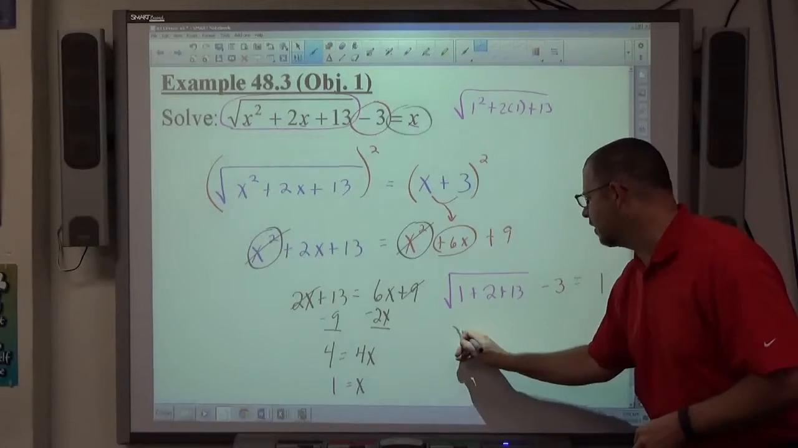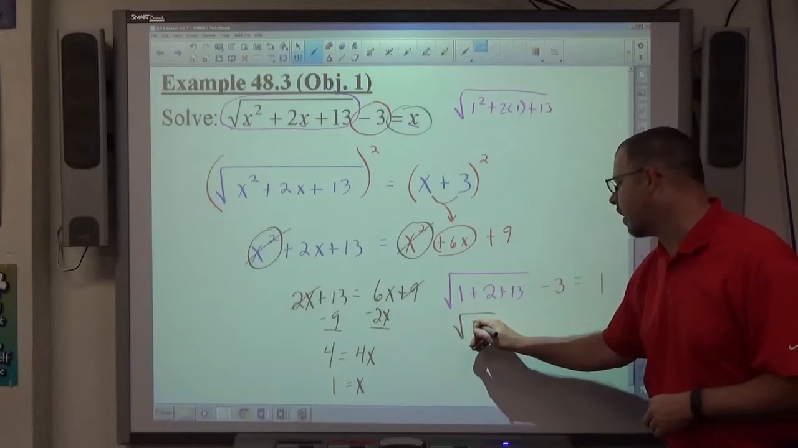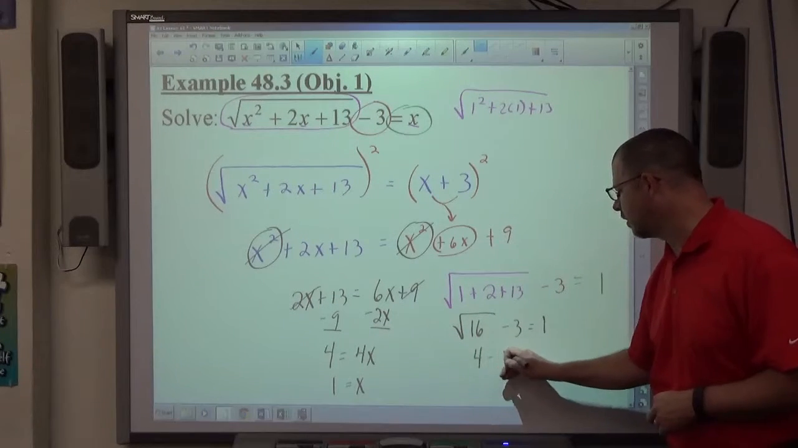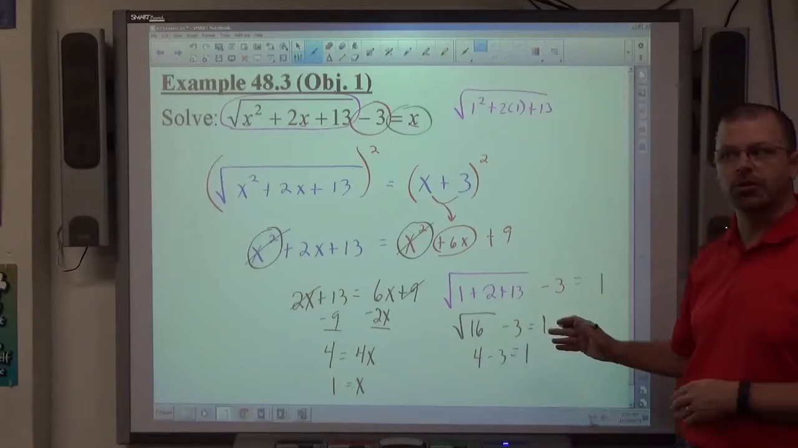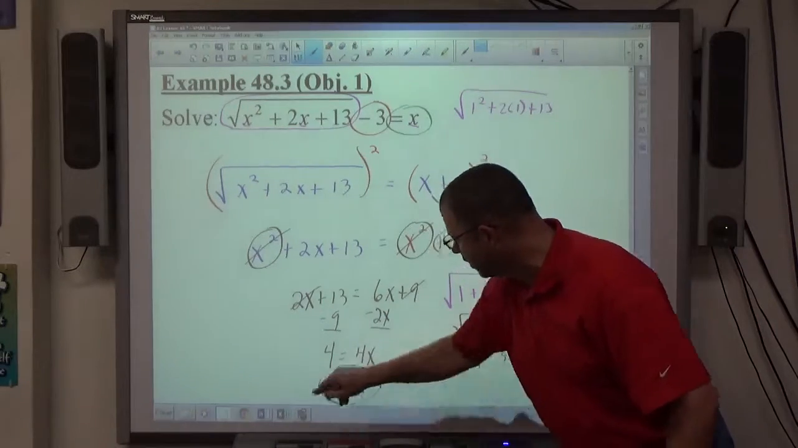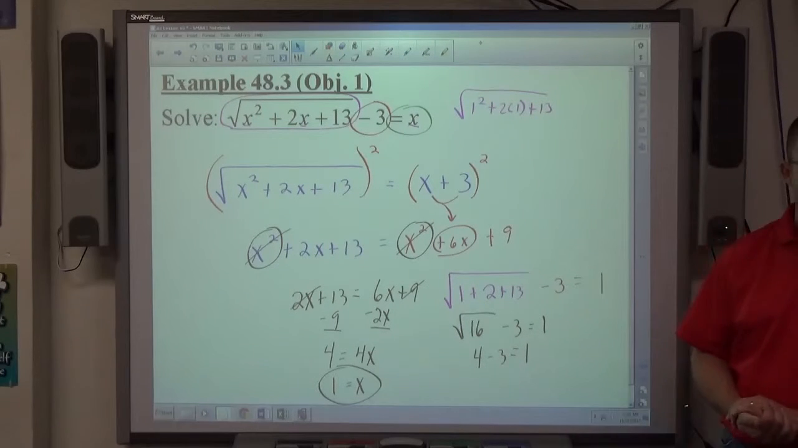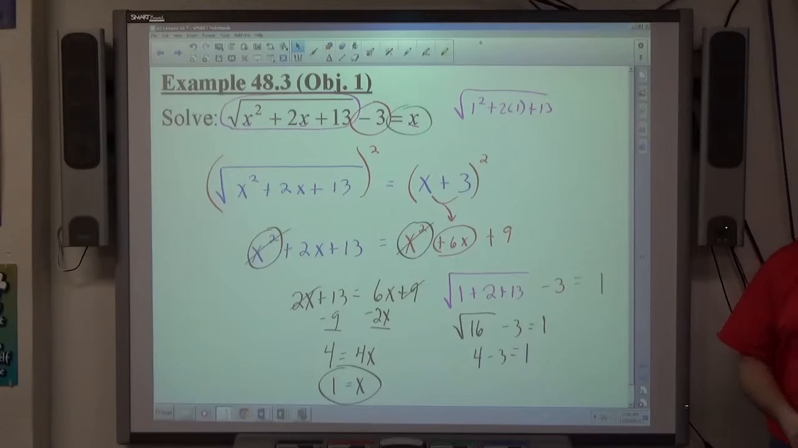If I simplify it out, 1, 2, and 13 all underneath the radical add up to 16. The square root of 16 is 4. 4 minus 3 equals 1 is a true statement, which means our candidate for answer gets elected. So x equals 1 is the correct answer, and that's the end of that problem.